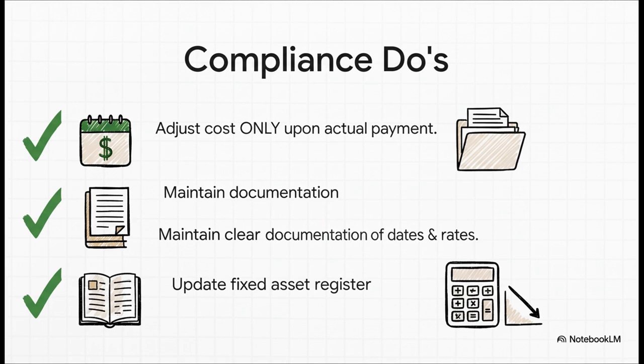Second, your mantra should be document, document, document. Keep crystal clear records of all dates and rates. And finally, as soon as you make that adjustment, update your fixed asset register and recalculate your depreciation.